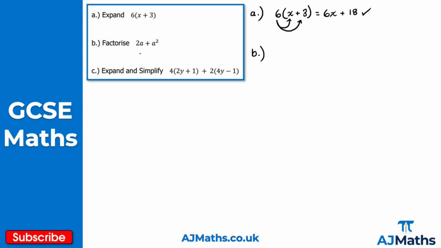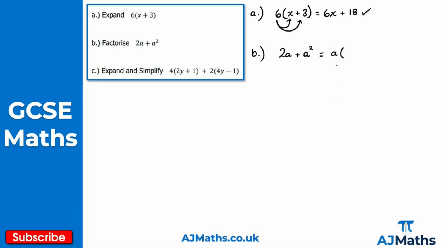We're asked to factorise 2a plus a squared. So 2a plus a squared here. Now remember, when we're factorising here, this is the opposite to expanding. This means now that we want to put this into brackets here. The way we do this is we find the highest common factor of 2a and a squared, which in this case would simply be a. We put the a here in front of the bracket.